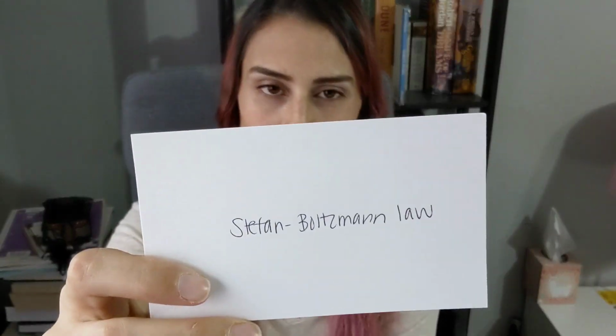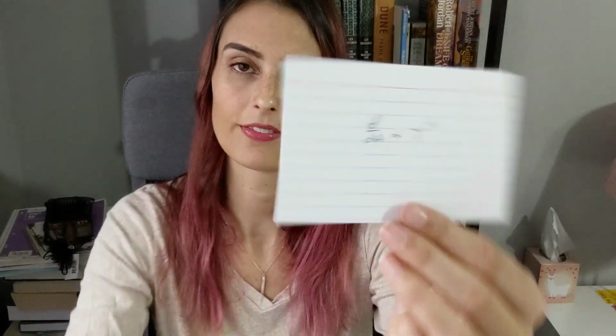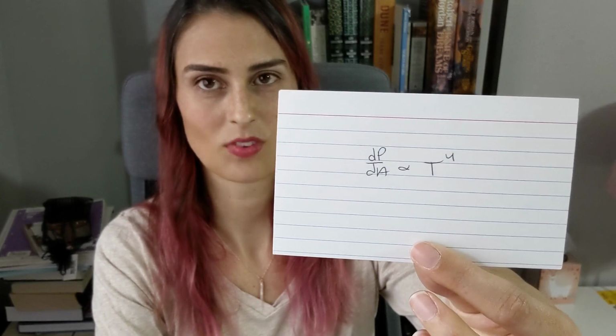The Stefan-Boltzmann law says that dP/dA is proportional to T to the fourth, or flux is proportional to temperature to the fourth.